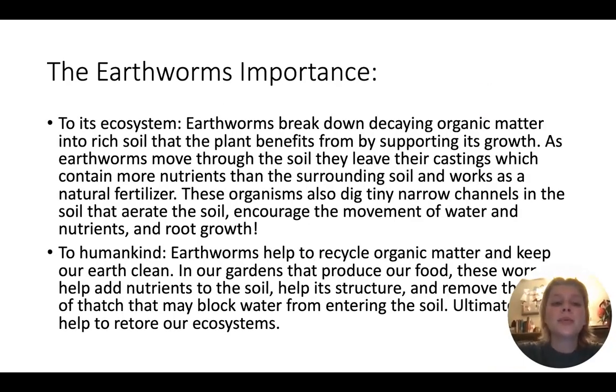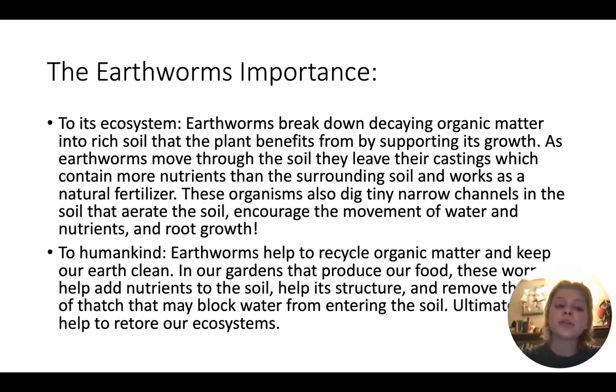The earthworm's importance to its ecosystem. Earthworms break down decaying organic matter into rich soil that the plant benefits from by supporting the plant's growth. As earthworms move through the soil, they leave their castings, which is like worm poop, which contain more nutrients than the surrounding soil and work as a natural fertilizer. These organisms also dig tiny narrow channels in the soil that aerate the soil and encourage the movement of water, nutrients, oxygen, and root growth.